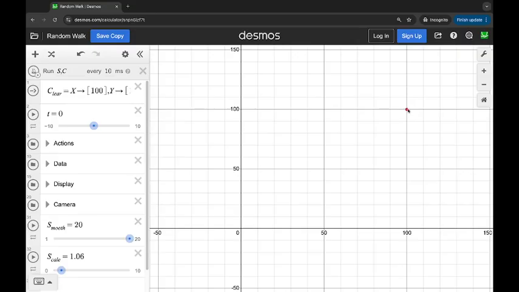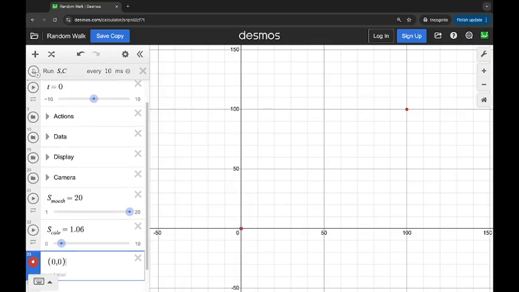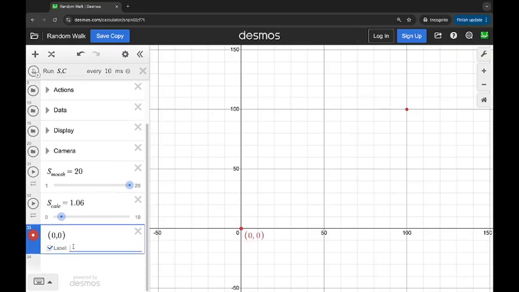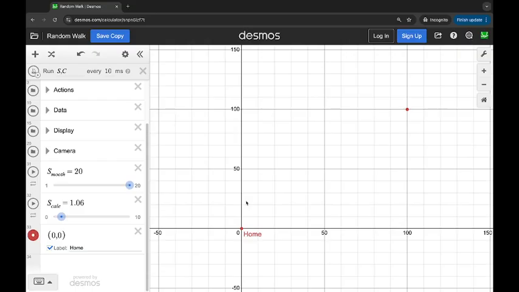But here we have the dot. I said it'd be 100, 100. And its home is 0, 0. Let's quickly create a point from that. Alright. Let's make it something more poetic than home. Let's make it his self. Will he eventually find himself?